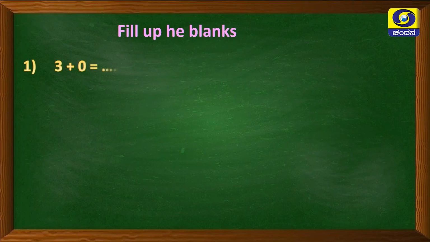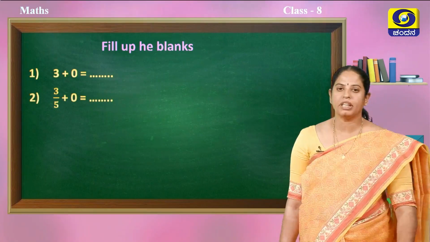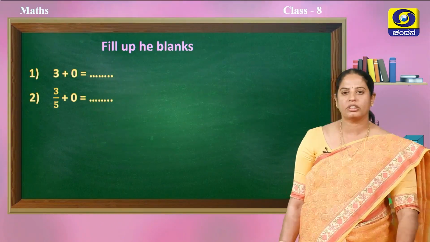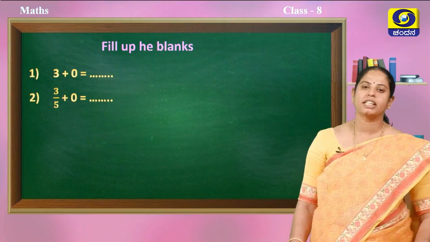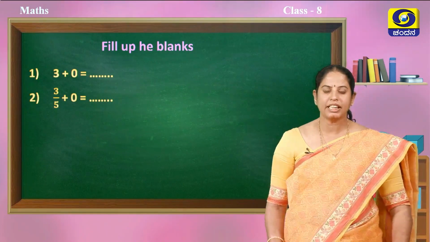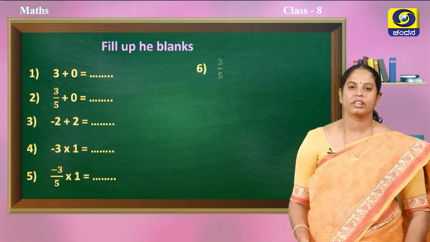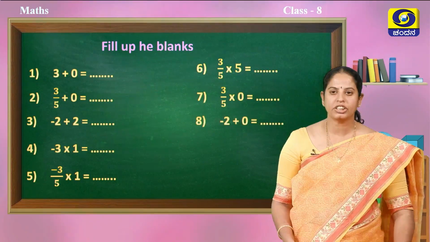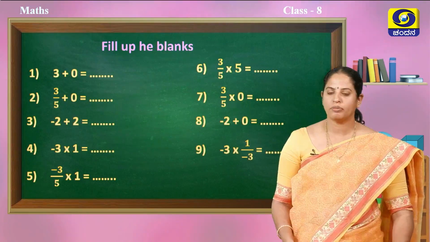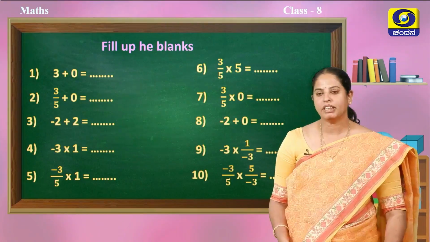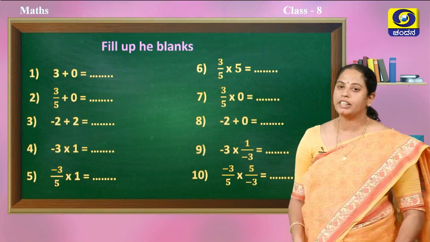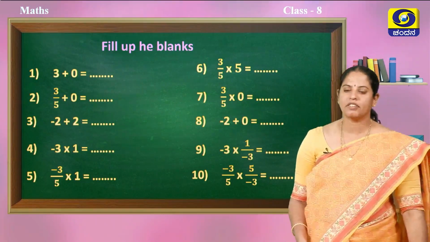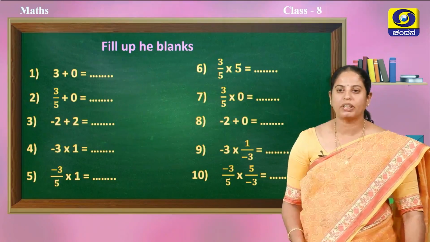Let us solve a few questions, fill up the blanks. 3 plus 0, this we have discussed in the previous class, that is in the second session. So, these are questions about identity element of addition, identity element of multiplication, multiplicative inverse and additive inverse. Try to answer these questions on the basis of these properties, children.